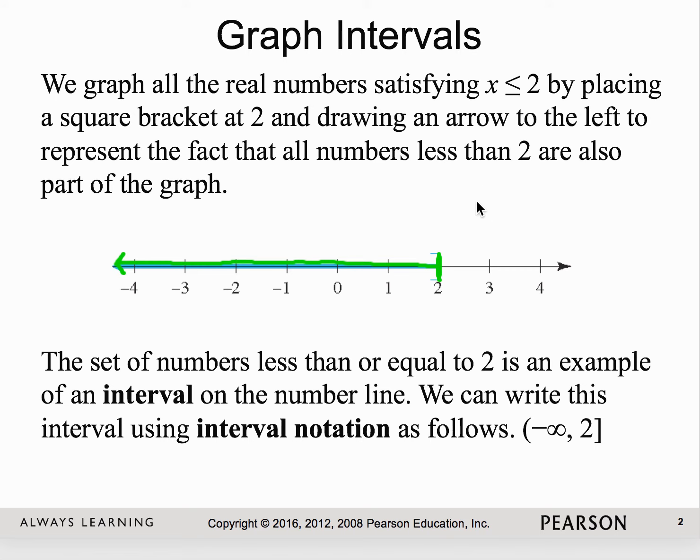Now, because it has the equal part, we're going to make this a bracket facing the direction. If it was just x is less than, let's say, 3, and I don't have the equal part, instead of a bracket, I'm going to put a parenthesis. This is the difference between whether we have the equal part or do not have the equal part. Okay, so here's what our graph looks like. Of course, that would continue like that.